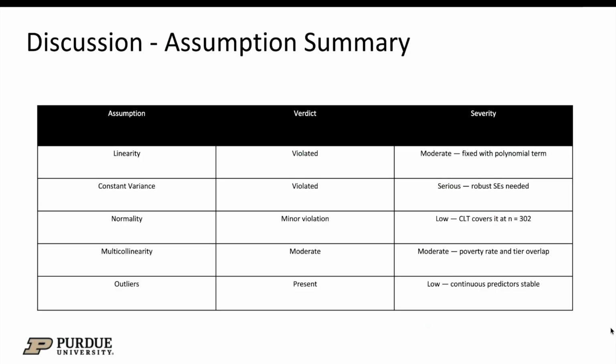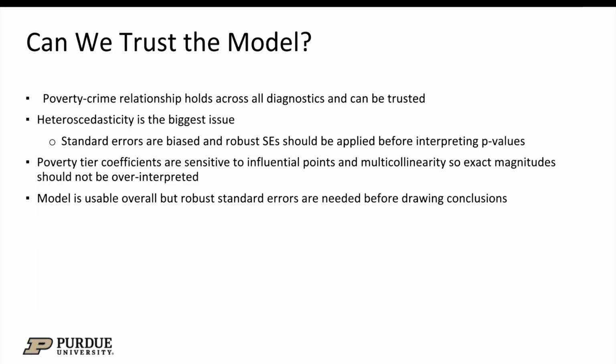So, in conclusion, linearity was violated, but that was fixed by adding a polynomial term for poverty rate. Constant variance is the most serious violation, and the Breusch-Pagan test confirmed heteroscedasticity, which means our standard errors are biased. Normality has a minor statistical violation, but with 302 observations, the central limit theorem covers us, so that one is not really a concern. Multicollinearity is moderate. Poverty rate and poverty tier overlap a lot, which inflates the standard errors, and outliers are present, but the continuous prediction stayed stable, so that is manageable.